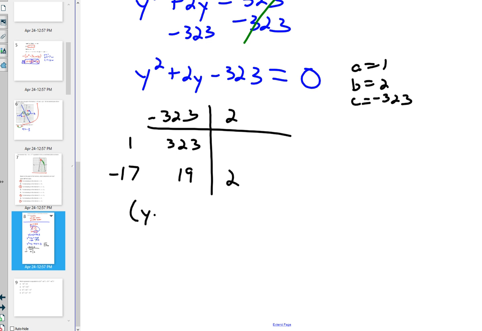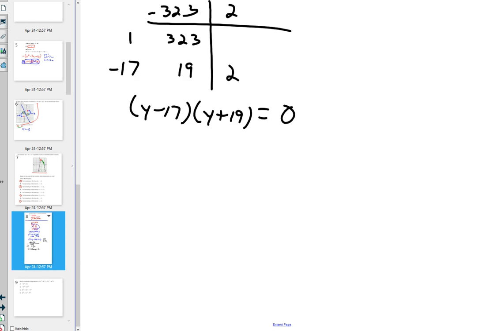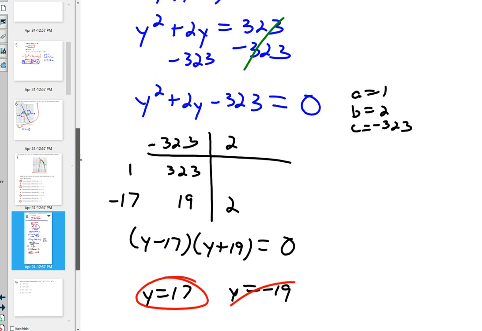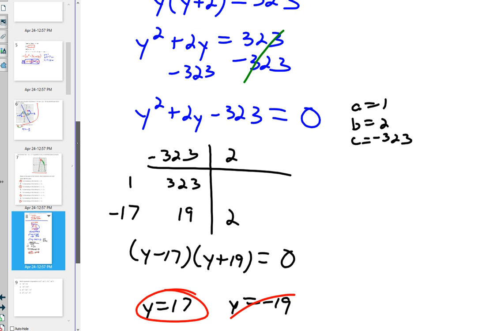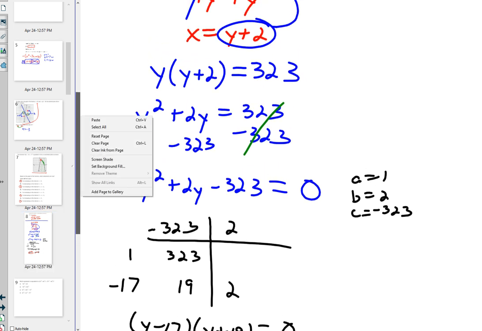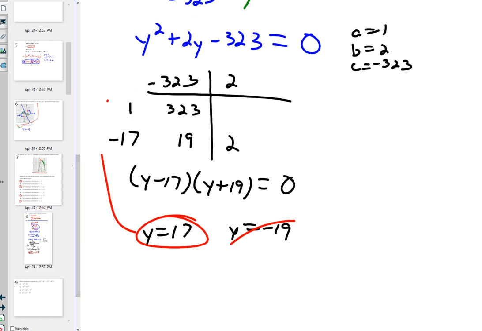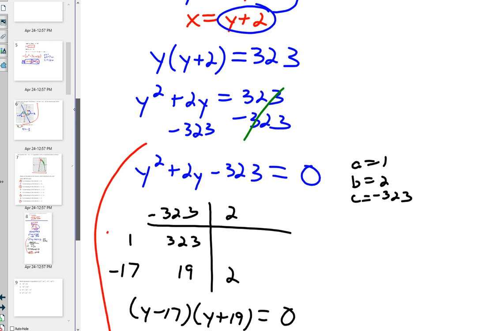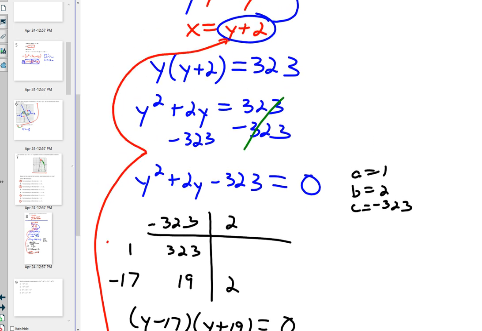So that gives me y minus 17, y plus 19 is equal to 0 still. When I make each one of these equal to 0, I end up getting y is 17 and y is negative 19. You can't have somebody be negative 19 years old. But if I know that one of the ages is 17, and specifically that y is 17, when I go back and plug that in up here for x, what is 17 plus 2? 19.